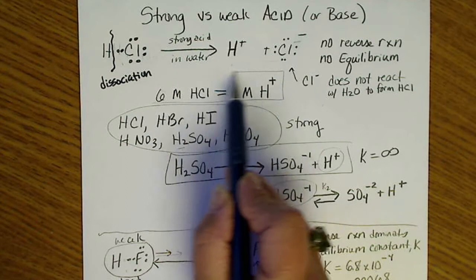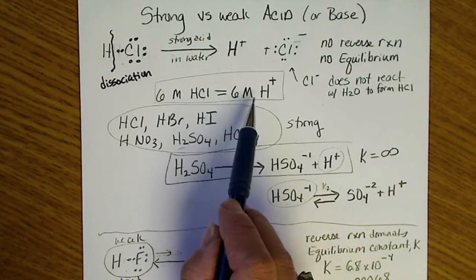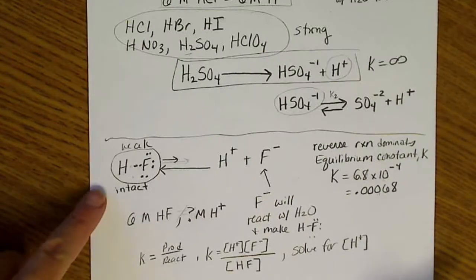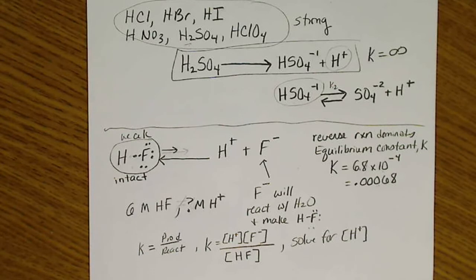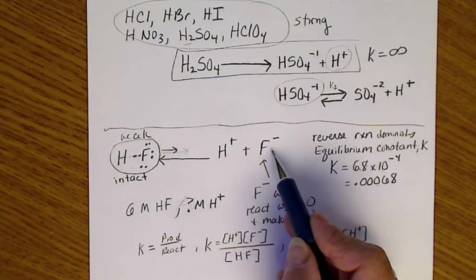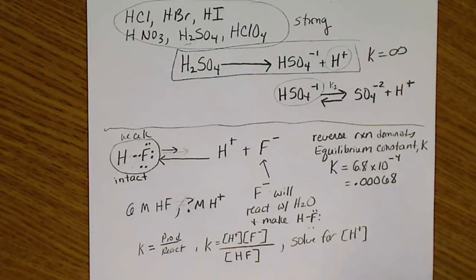This makes the math much easier. If we have a strong acid, we automatically know the concentration of the H plus ion. Where for a weak acid, because this stays intact, we have to do a calculation. That also means that whenever fluoride is in a salt, the fluoride ion is going to affect the pH.